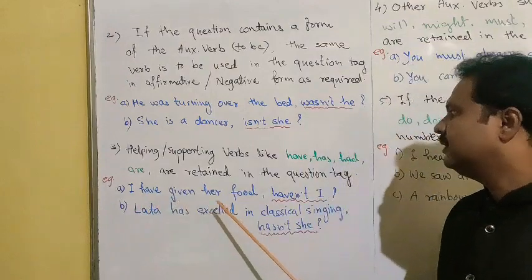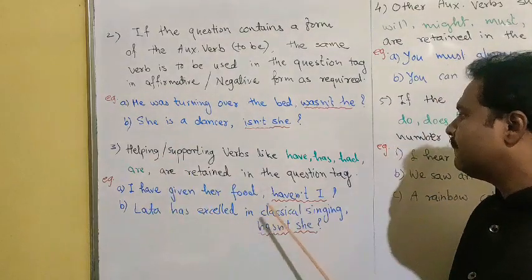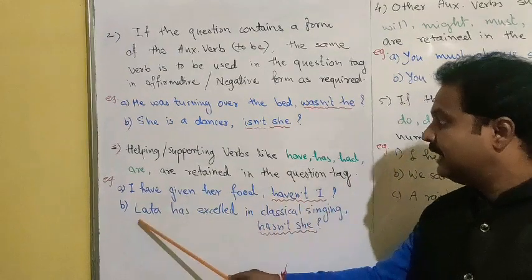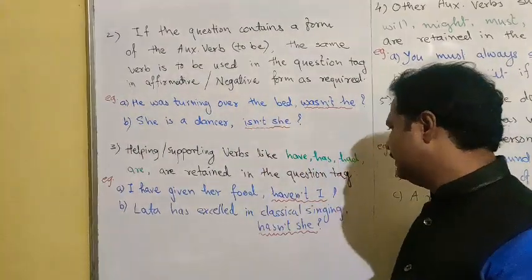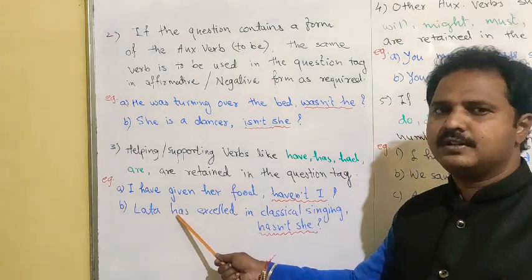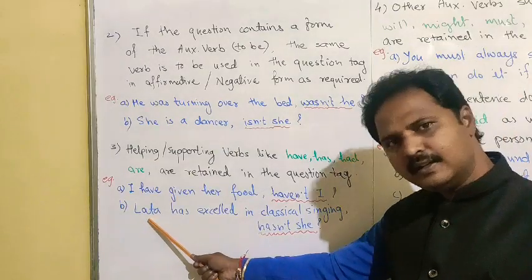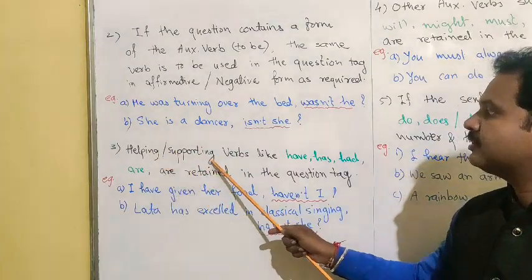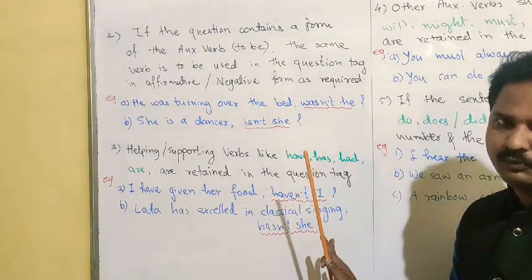I have given her food. Haven't I? Have is actually used in a positive sentence, then use not: haven't I. Lata has excelled in classical singing. Then has is there. Third person. Lata is third person singular. Then has is used, not have. Hasn't she? For Lata, she is a girl. That's why she is used. So this is the third rule. Once I can see helping or supporting verbs like have, has, had or are, they are retained in the same verb. This is the third rule.